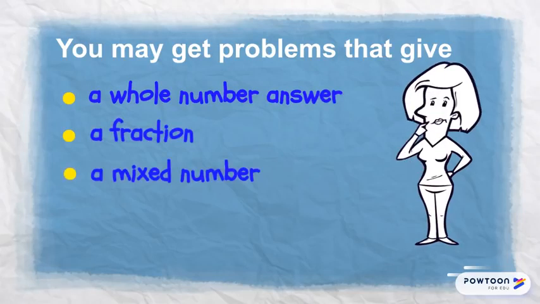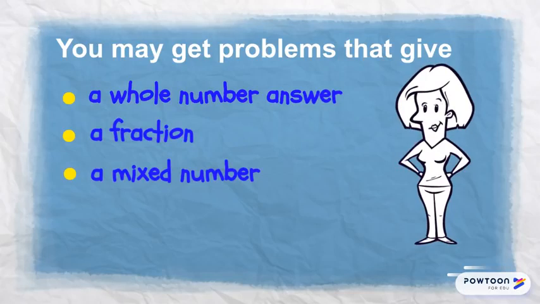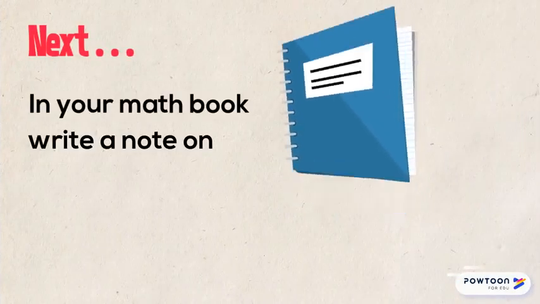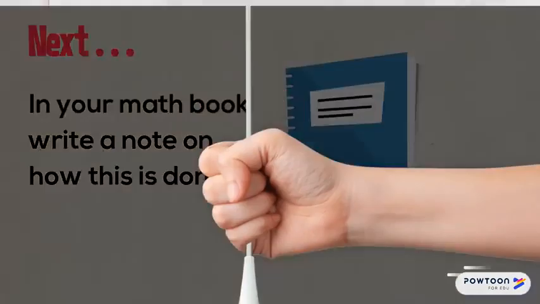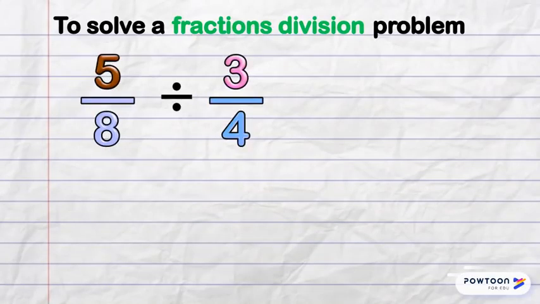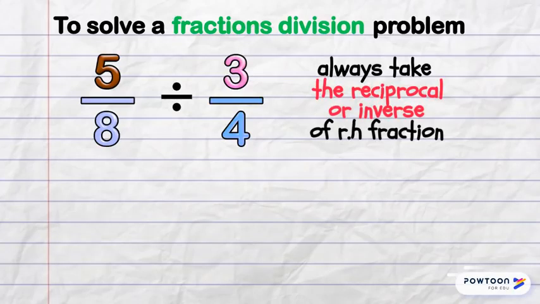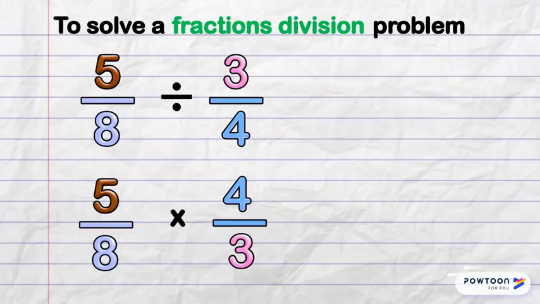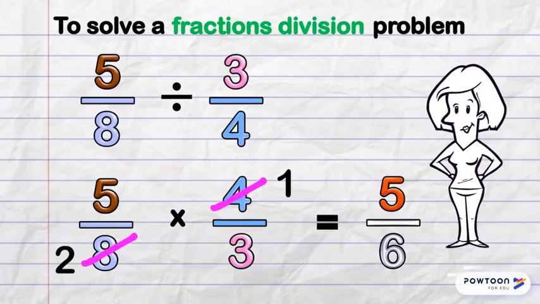Who knows what you'll get, but if you can work with this method and use your fraction skills from earlier lessons, you'll do great. Next, in your math book, I want you to write yourself a note on how this is done. So, to solve a fractions division problem, we always have to take the reciprocal or the inverse of the right-hand fraction. We flip it. We use the inverse operation. We change the sign from divide to multiply. Then we reduce and multiply, and that's it. Once you've done the note, go ahead and start practicing. Develop your math muscle.